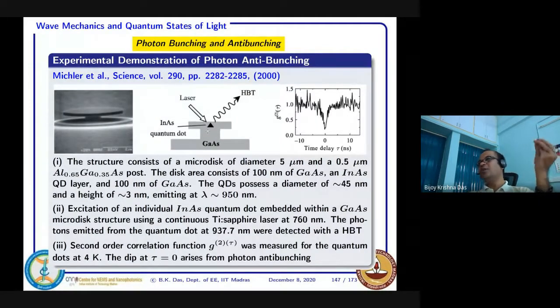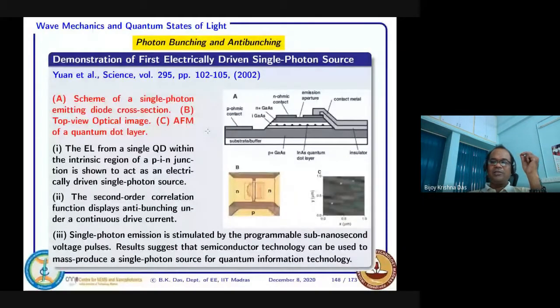Normally, the first ruby laser was demonstrated with light as the pump, and then people tried to demonstrate a solid state laser, but again light was used as a pump. Ultimately, when the diode was discovered, people found that from electrical current you can actually generate photons. So here also the intention was to make an electrically driven single photon source, and that was done after a couple of years by Yuan et al., also published in the journal Science. That scheme is shown here.